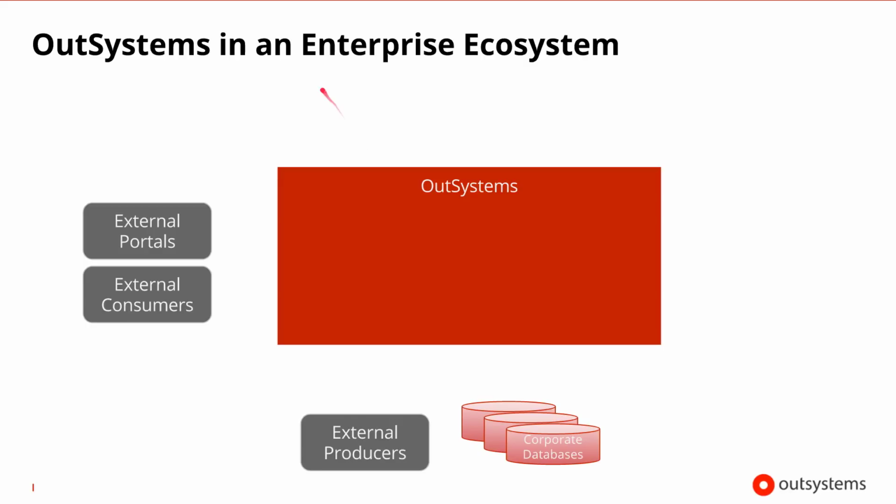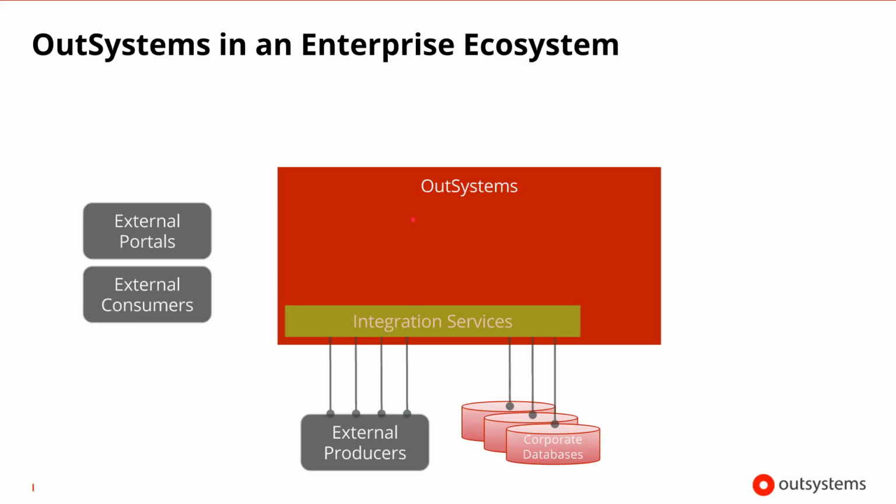So, how does OutSystems fit into an enterprise ecosystem? A typical enterprise will have multiple systems of record, which we will refer to as external producers. It will also contain other sources of information, such as corporate databases. There may also be a need to provide information from the enterprise to external consumers, as well as external portals.